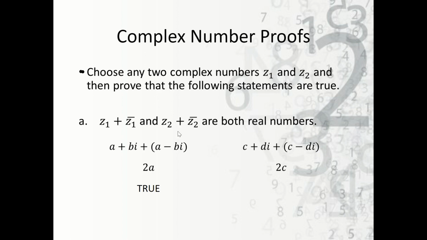Now let's try it for the second one. So for z2, we can say c plus di plus c minus di. And again, when we combine these, the di's cancel out, and we're just left with 2c. So this was also true. So we can see that no matter how we do this, we're going to end up with a true statement.